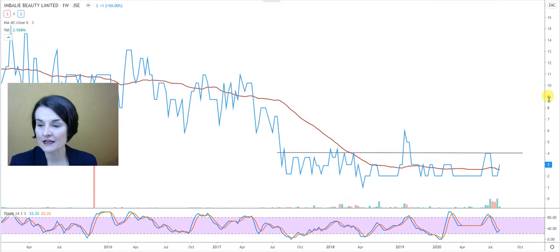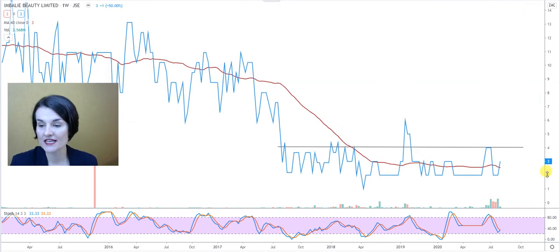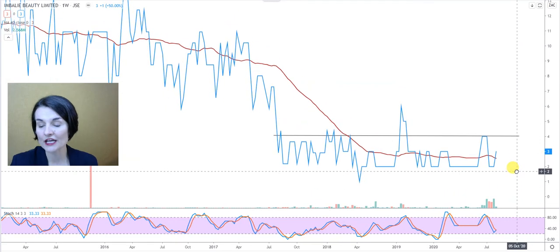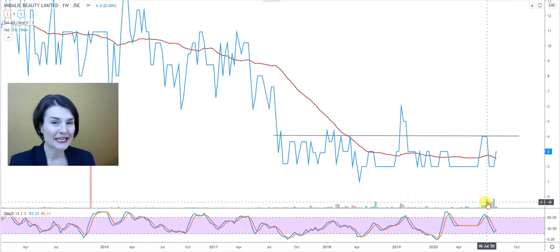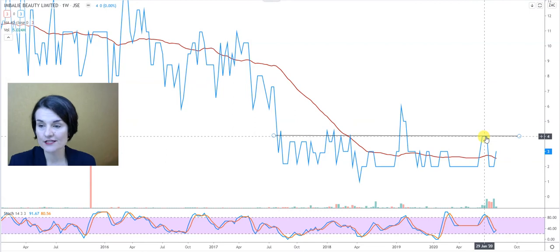And we can see for the last couple of weeks, since the 6th of July, there's definitely been a spike in volume on the Mbali graph. Keep in mind, this is a very illiquid share, so it can be difficult to get in and out. But the consolidation phase will be confirmed above 4 cents.